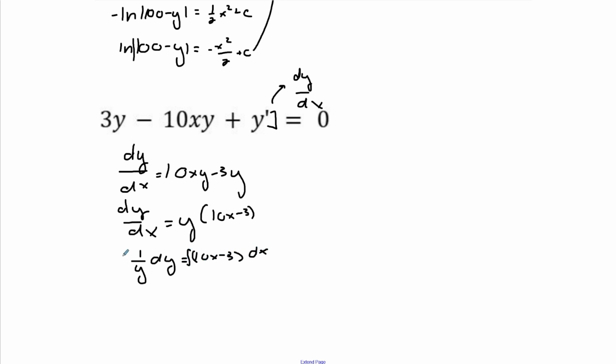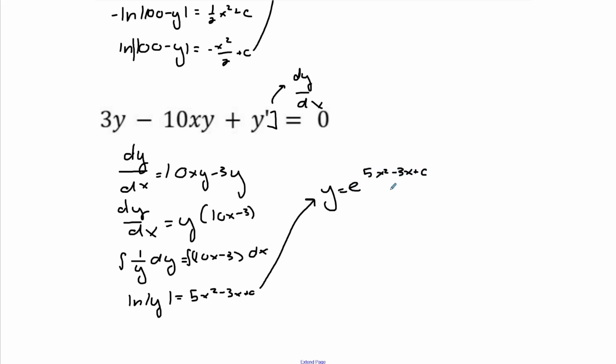If you integrate both sides, you're going to get ln of y equals 5x squared minus 3x plus c. Then we can use e, and we can say that y equals e to the 5x squared minus 3x plus c, which is then equal to y equals c e to the 5x squared minus 3x.